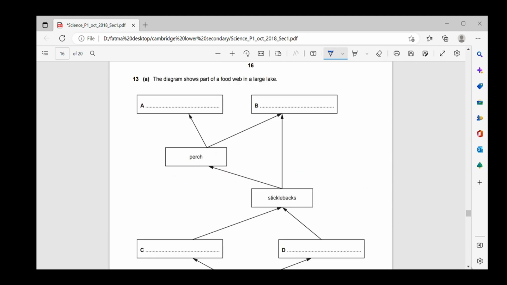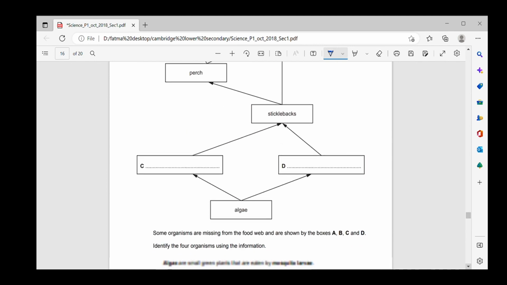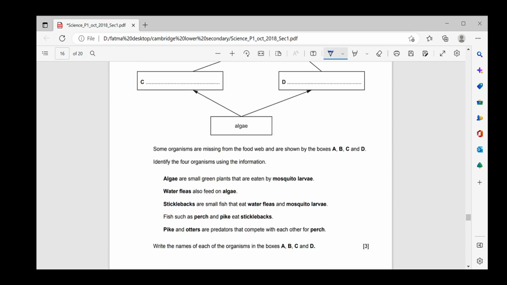Question number 13. The diagram shows part of a food web in a large lake. We said before that the food web means interconnected food chains. Some organisms are missing from the food web and are shown by the boxes A, B, C, and D. Identify the 4 organisms using the information. Algae are small green plants that are eaten by mosquito larvae. So here algae is eaten by what? Mosquito larvae.